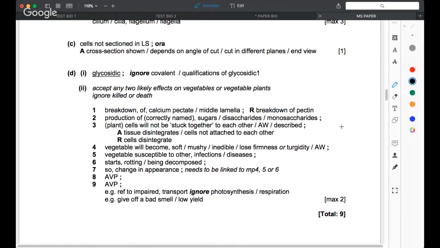Okay, cool. So this is actually just talking about the vegetables. You would have gotten the marks for talking about vegetables becoming soft, mushy, and edible. Turgidity is a good point there.